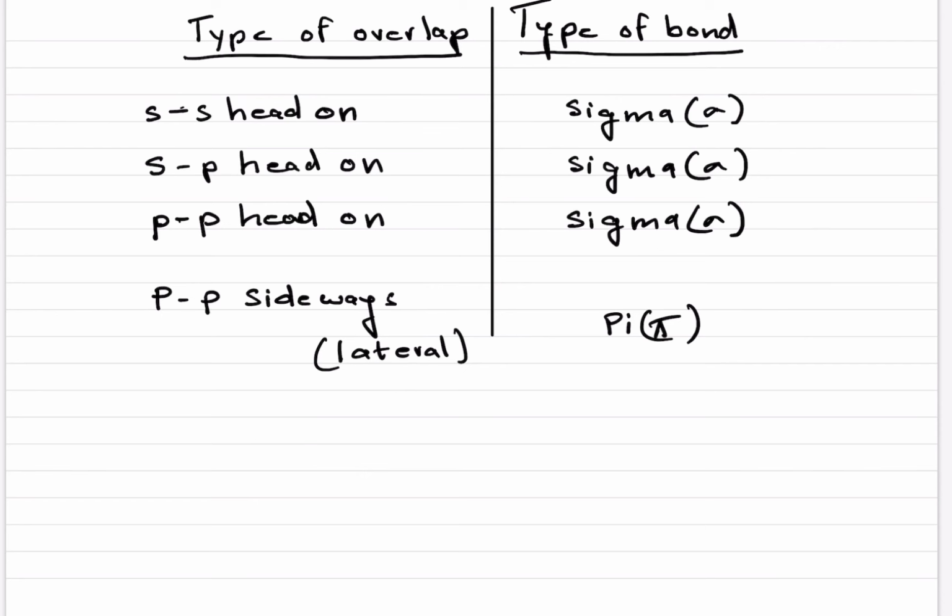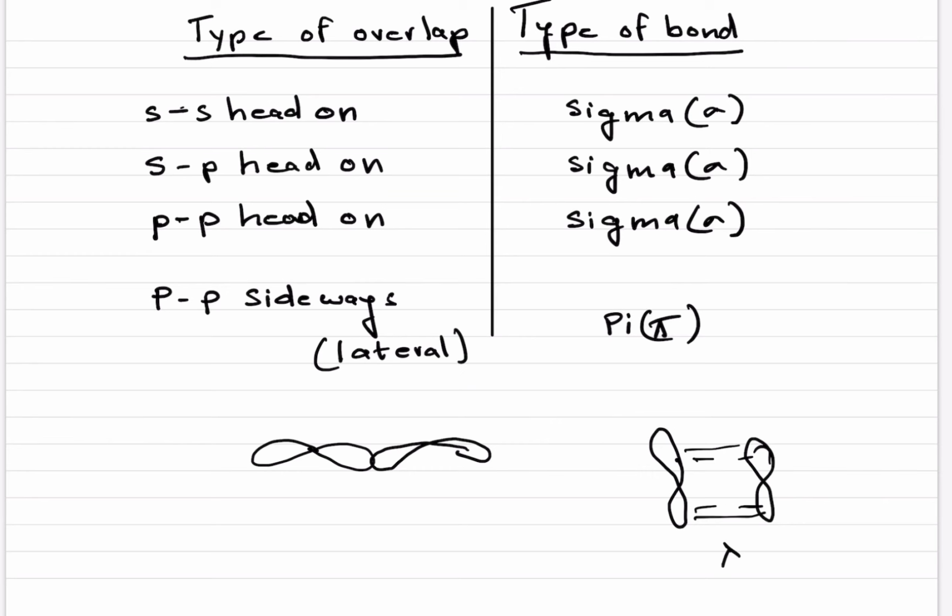So S-S head on is sigma, S and P head on is sigma again, and P-P head on is again sigma. So P-P, when it is sideways, then it is lateral. That means when we talk about sigma, it could be like this, that is sigma. But here, sideways will be like this, as we just talked about. So remember this. This will be pi, and here it will be sigma. So remember that, and let's move on.